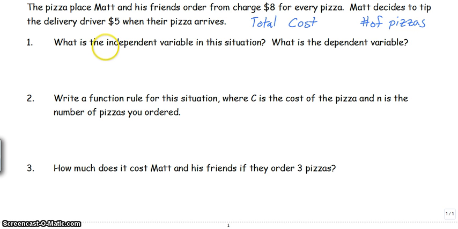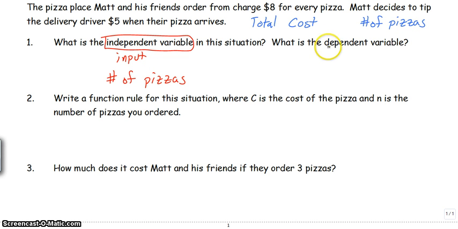The input is always our independent variable. So the independent variable is the input, which in this case is the number of pizzas. That means that the dependent variable is the output, or in this case, the total cost. Because the total cost depends on the number of pizzas.